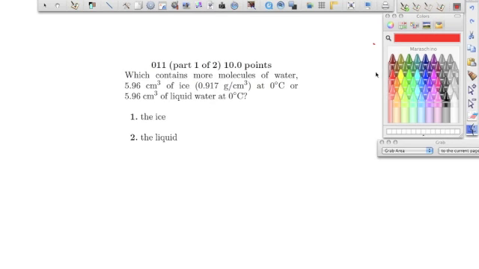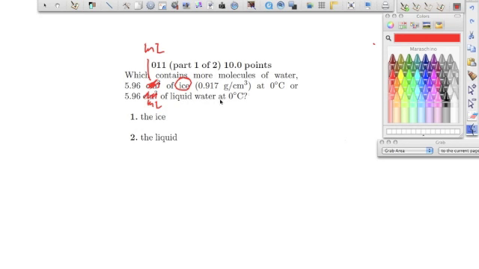Now, moving on to number 11, it says, which contains more molecules of water? 5.96 cubic centimeters, which we can change to milliliters, because remember they mean the same thing, of ice at 0 degrees Celsius, or 5.96 milliliters of liquid water at 0 degrees Celsius, and which contains more molecules.